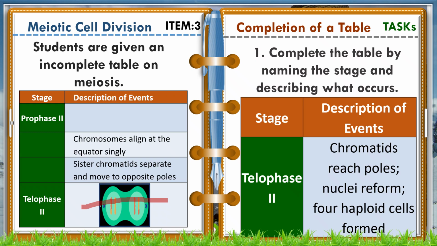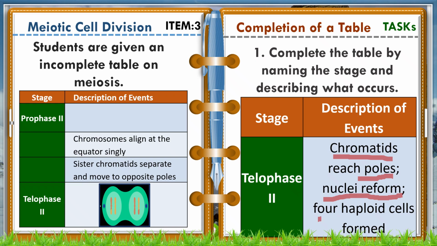In telophase 2, the chromatids reach the poles. So we are seeing here in telophase 2, when you look here, the chromatids have now reached the different poles. And when they reach the different poles, the nuclei reform. So we can see that here the nuclei are starting to form. This nucleus will form around the chromosomes, and this nucleus will form around the chromosomes.